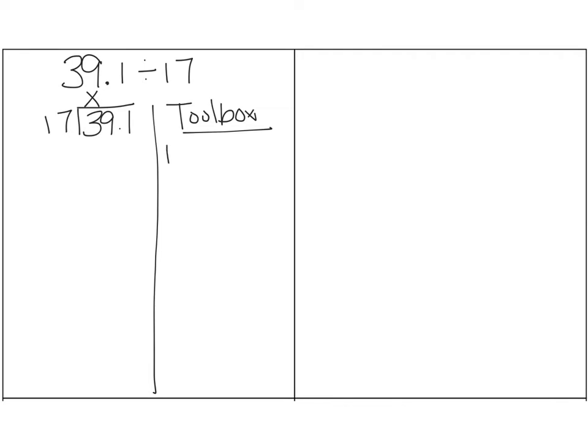So how many 17s? Let's go to our toolbox. I'm going to think 17 is close to 20. So I need 2 20s to get close to 39, which would be 40. So let's try 2 17s. 2 times 7 is 14. Carry the 10. 2 times 1 is 2, plus 1 is 3, 34. 34 is close to 39 without going over. So I'm going to put a 2 above the 9. 2 times 17, I already know is 34 because of my toolbox.